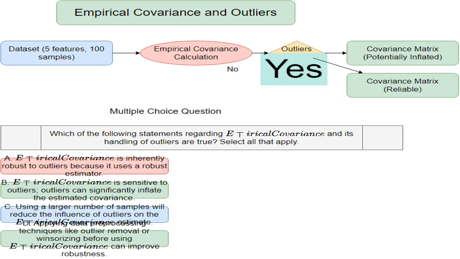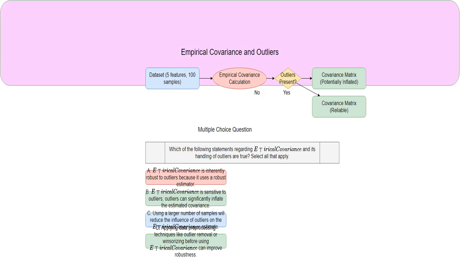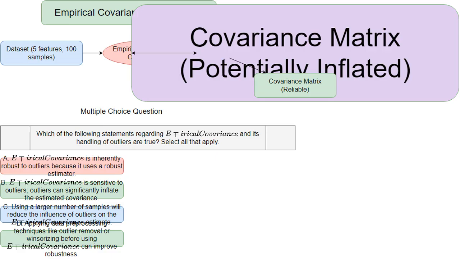Yes, I'll assume outliers exist in this dataset to make the problem more challenging and realistic, and explore how that influences the covariance calculation. This is the overall topic. I'm investigating how well a common method for calculating relationships between features, empirical covariance, performs when outliers are present in the data. I'm presented with a multiple-choice question to test my understanding of how outliers affect empirical covariance calculations.